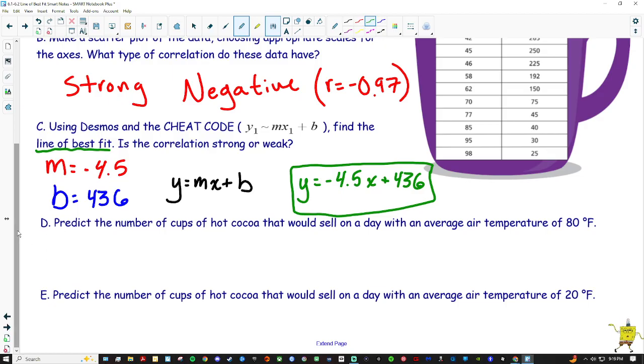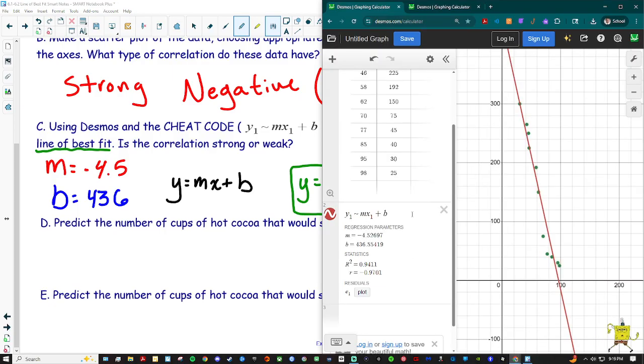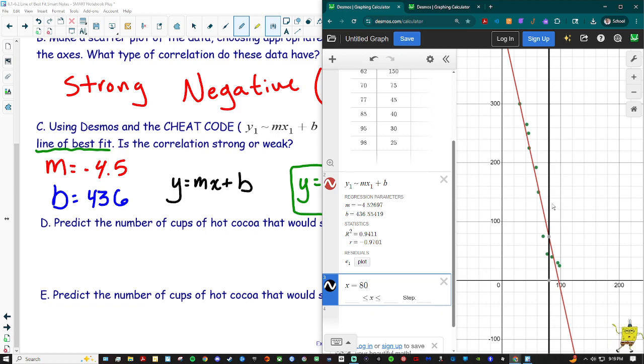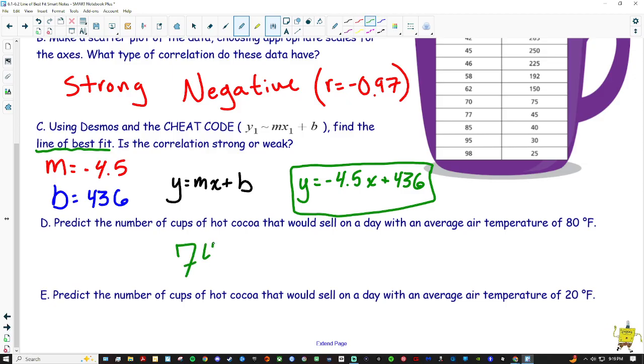Okay, so Desmos already has our line of best fit in it, so we are going to answer some questions. My first question is, if it's 80 degrees out, and since 80 degrees is an x value, I'm going to type in x equals 80. I'm going to see where my two lines cross, and that's going to estimate about how many cups of cocoa we could predict would be sold. So at 80 degrees, there would be about 74 cups sold. So I'm going to write down 74 cups.